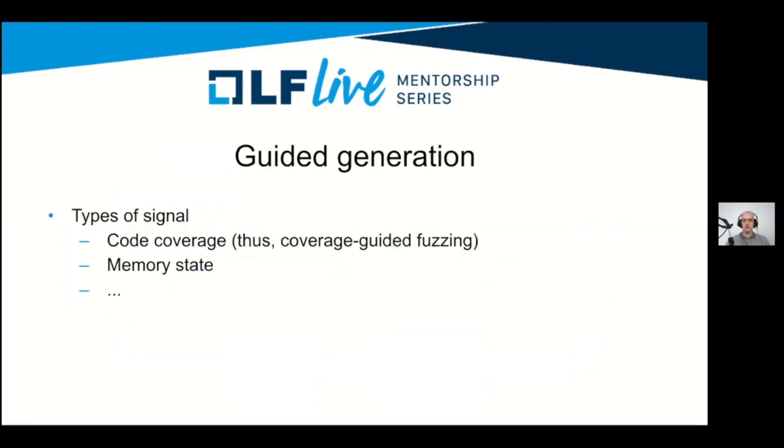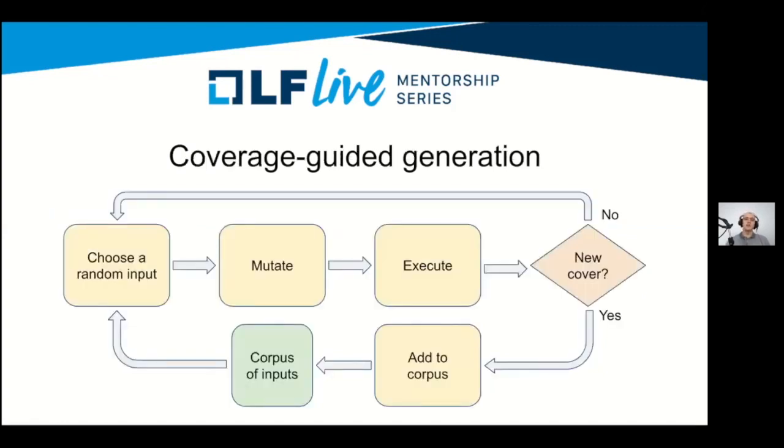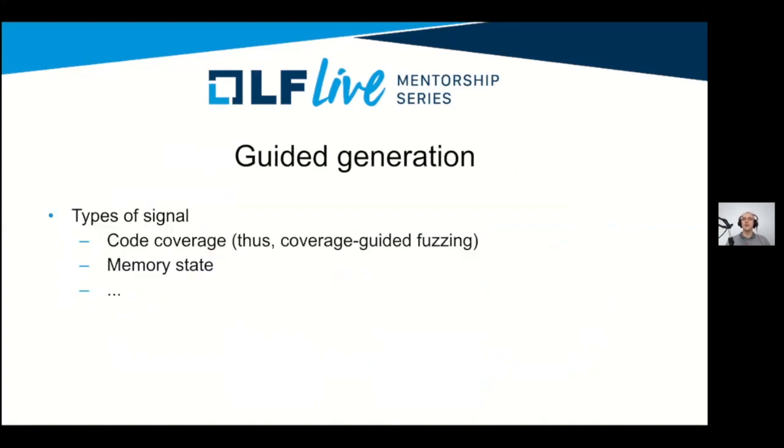All right. Previously, this was about coverage guided generation, right? But the guided generation does not have to be only relying on coverage. There are many different types of signal that we can use. Code coverage is the easiest one and usually more relevant. That's why people use it. But you can also, for example, rely on memory state.